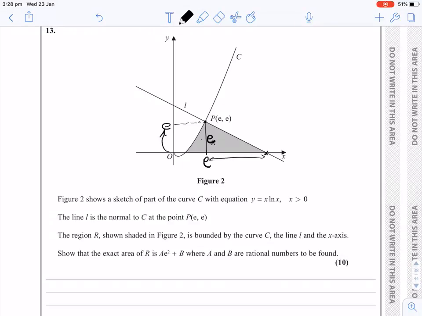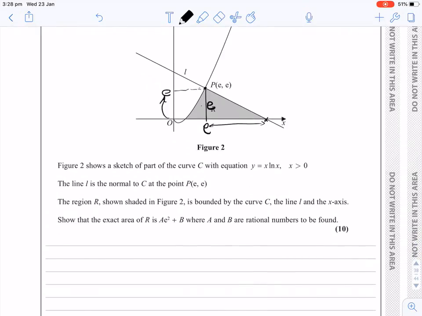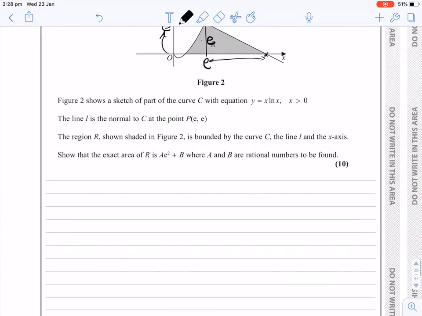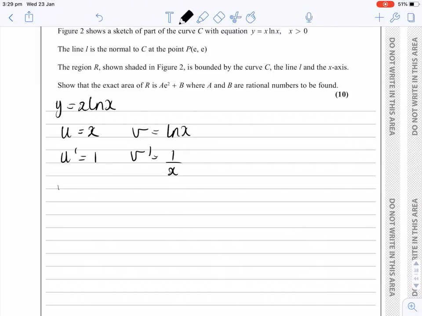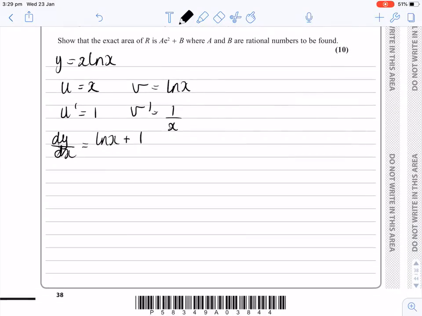So if we differentiate our curve C, we can find the gradient, and we know that L is perpendicular, so we can use the negative reciprocal. If y is equal to x ln x, we have to use the product rule, so we've got two things being multiplied together. u is equal to x, so u dash is 1. v is equal to ln x, so v dash is 1 over x. So dy/dx is equal to u dash v, 1 lot of ln x, add v dash u, x times 1 over x, which is just 1.